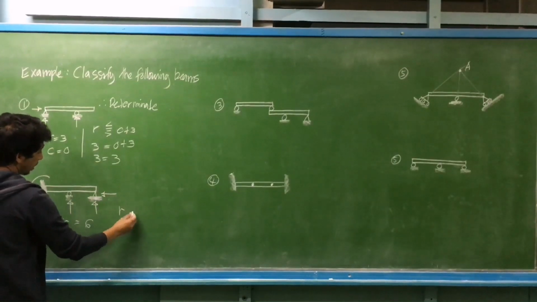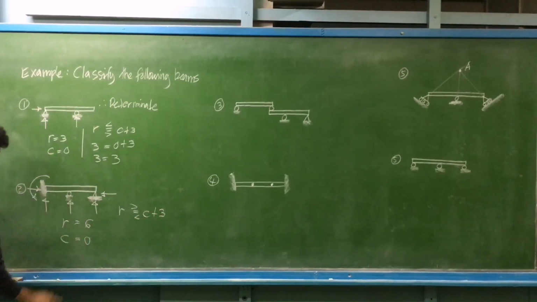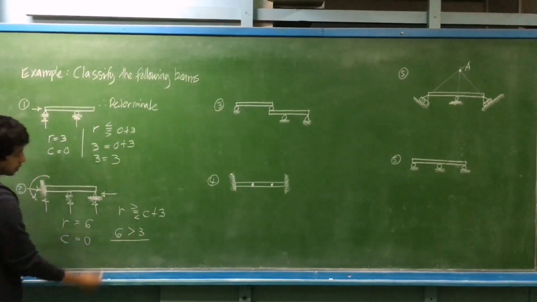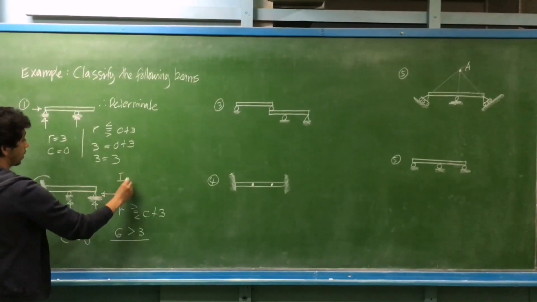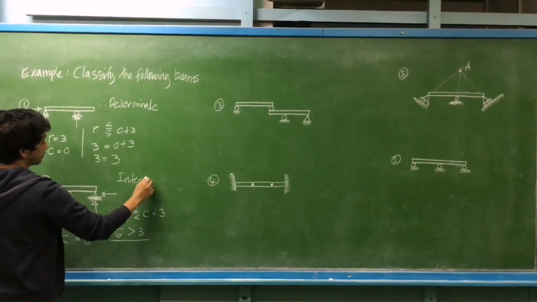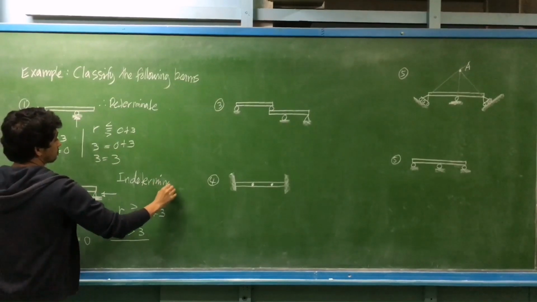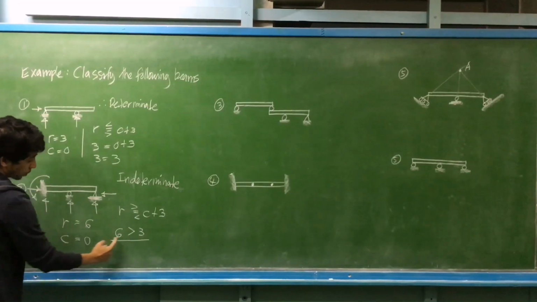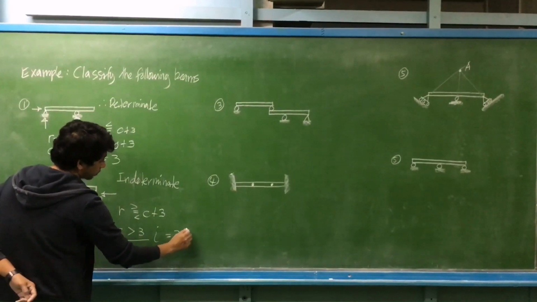So we have the equation: is R greater than, equal to, or less than C plus 3? For the number of reactions, we have 6, which is obviously greater than 3. So again, the number of reactions is greater than C plus 3. So we may consider this structure as indeterminate. And this beam is indeterminate. If you are asked, what is the degree of indeterminacy? That is basically the difference of these 2. The degree of indeterminacy is 6 minus 3. It is indeterminate to the 3rd degree.